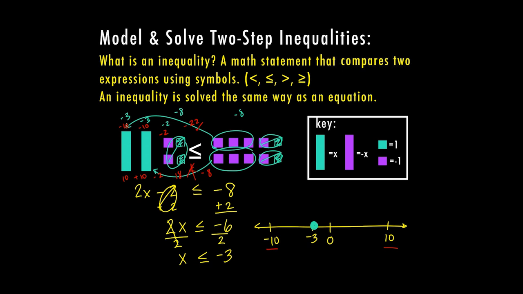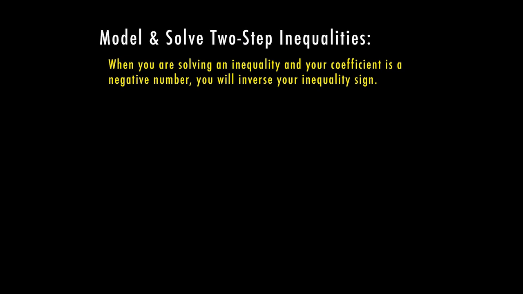So now in that case, I know on my number line that it's correct that I have anything equal to negative 3 or less than negative 3. When you're solving an inequality and your coefficient is a negative number, you're going to have to inverse your inequality sign. So just a reminder, your coefficient is the number in front of the variable or multiplying with the variable. So in this case, if it's a negative, I would have to inverse my inequality sign.